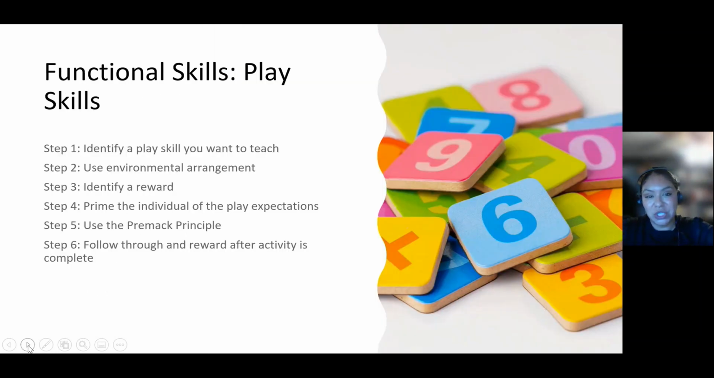Next, we have functional skills relating to play. Here, this can go in so many ways. Just like before, we want to identify what skill we want to work on. What do we want to practice? What is it that we want to teach? So for example, we could focus on teaching the client to play with a ball. And here we would use environmental arrangements by placing any other preferred activity out of reach so that the only materials available are the puzzle pieces.